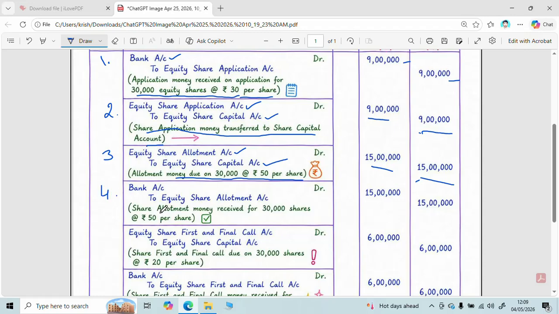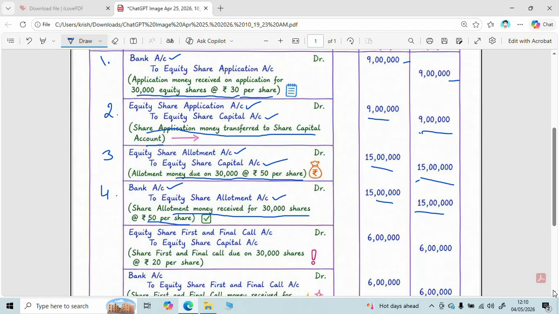The fourth entry is for allotment money received. For this transaction, you pass a journal entry bank account debtor to equity share allotment account. Share allotment money received on 30,000 shares at the rate of 50 rupees per share. Total 15 lakh rupees from the allotment money we have received.